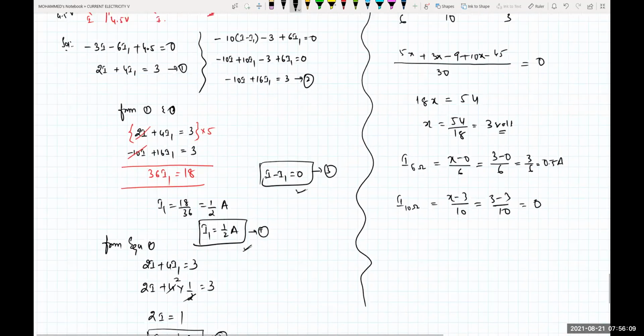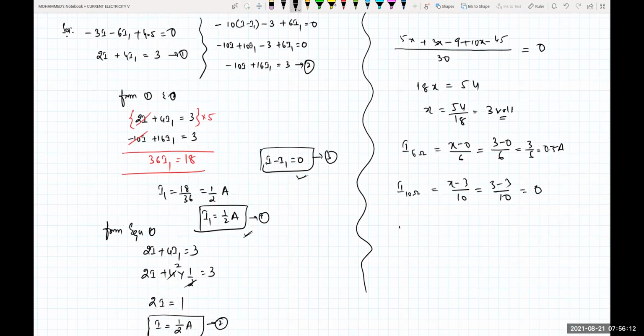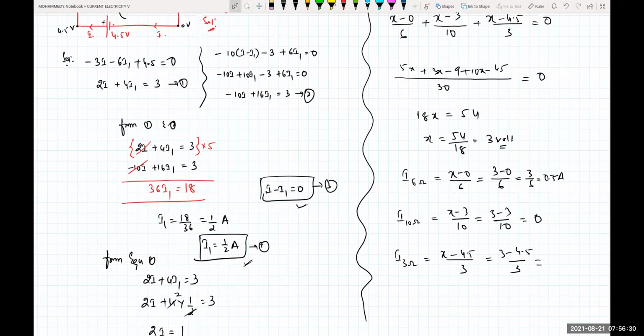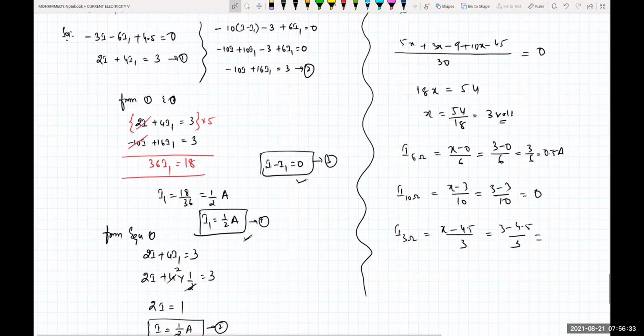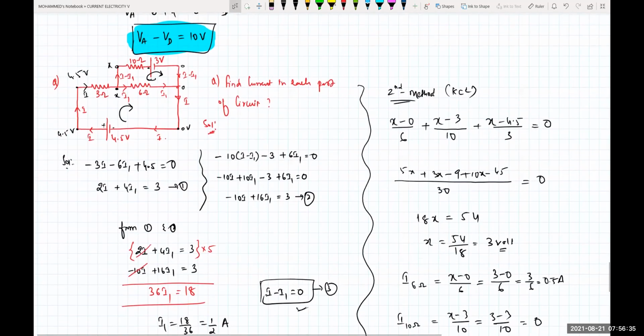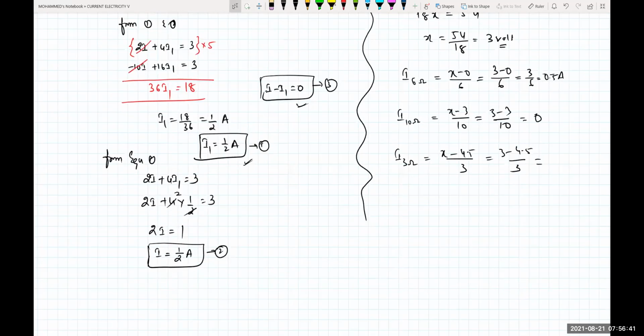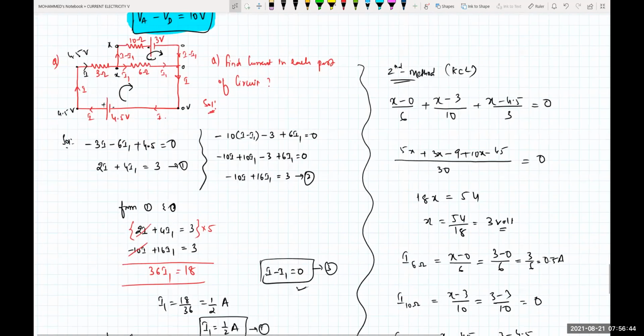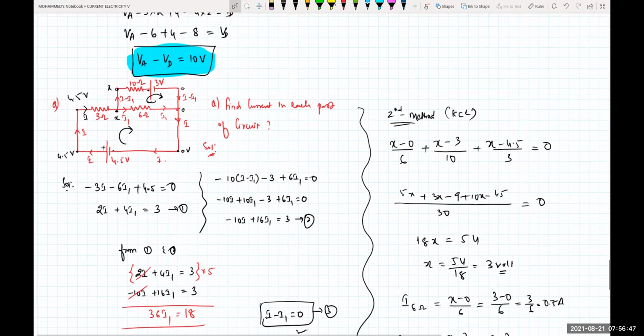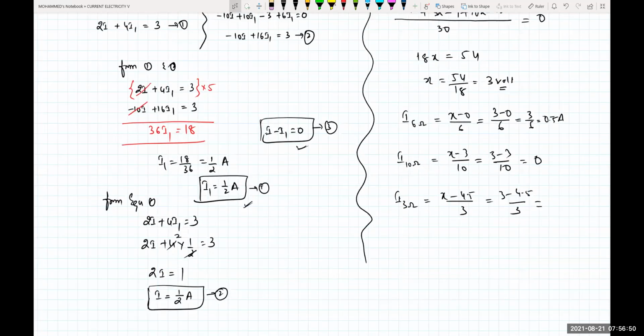Okay, next one is current through the 3 ohms resistance. So I is equal to the current through the 3 ohm resistance, which will be (x minus 4.5) divided by 3. The x value is 3, so (3 minus 4.5) divided by 3, and that gives minus 0.5.